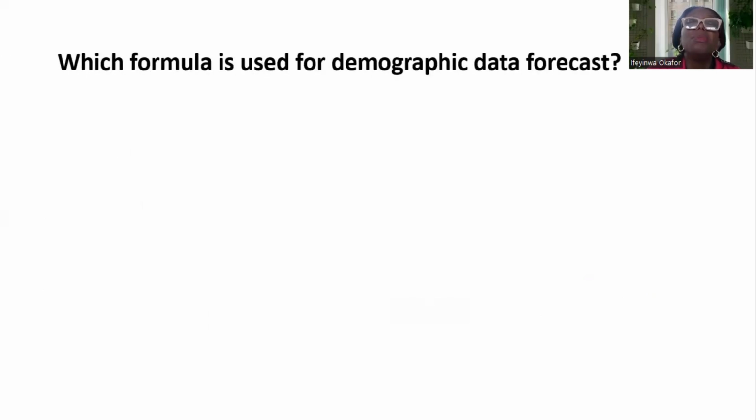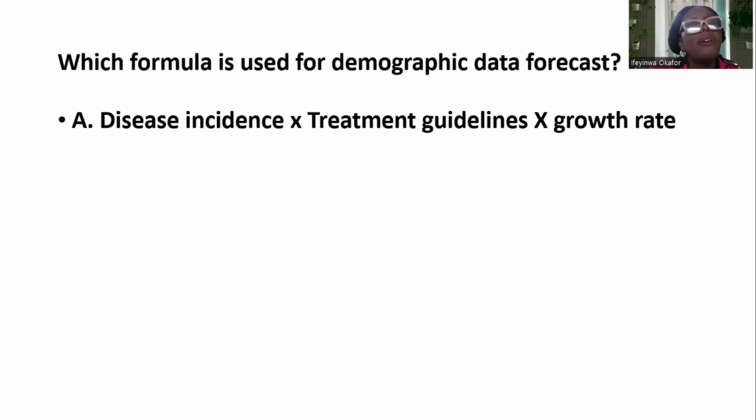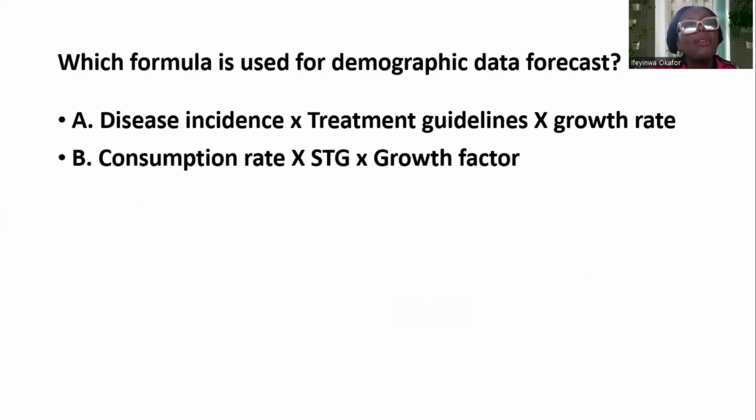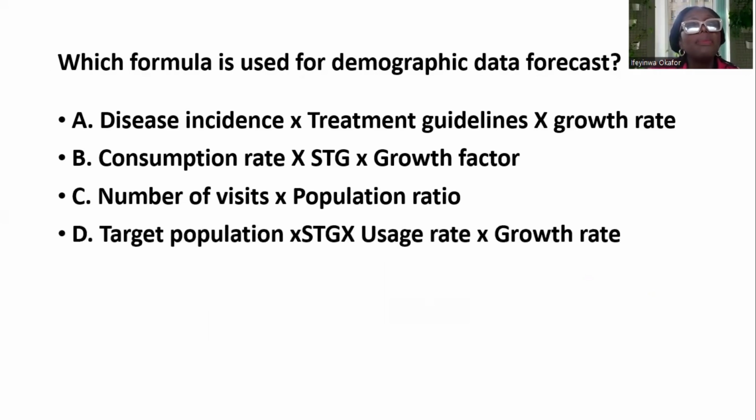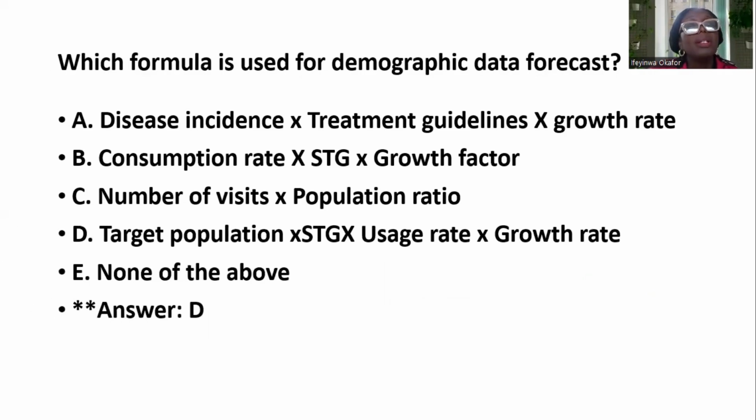Which formula is used for demographic data forecast? We have disease incidence and treatment guideline times growth rates. We have consumption rate times standard treatment guidelines times growth factor. We have number of visits times population ratio. We have target population times standard treatment guidelines times usage rate times growth rate. And we have none of the above. Our answer is D, target population times standard treatment guidelines times usage rate times growth rate. Okay.